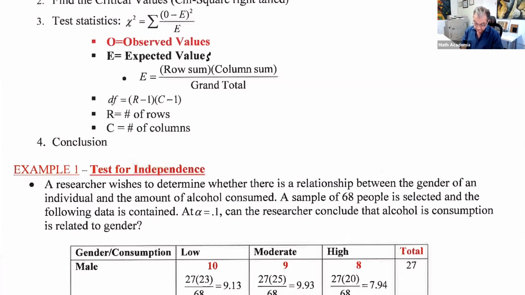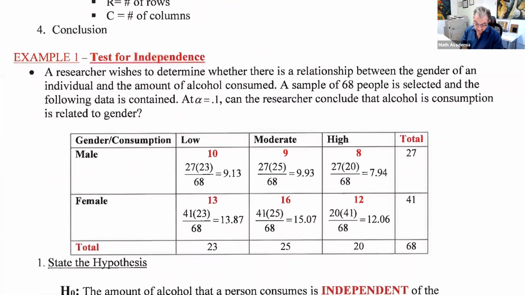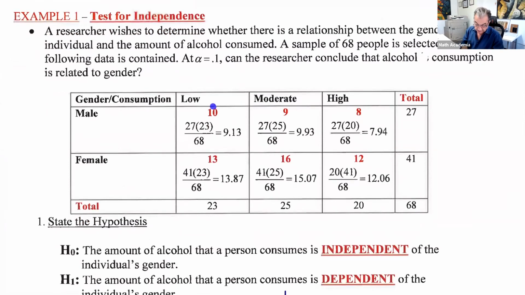So the data is in the table. At alpha equals 0.1, can the researcher conclude that alcohol consumption is related to gender? So now when you're given the table, you're only given these red values. These are the observed values.